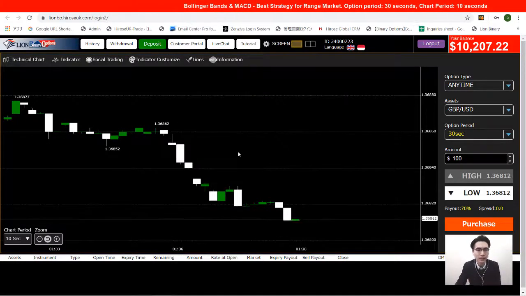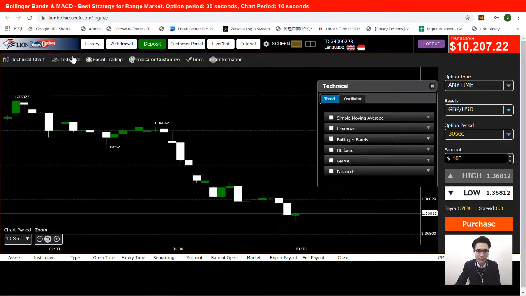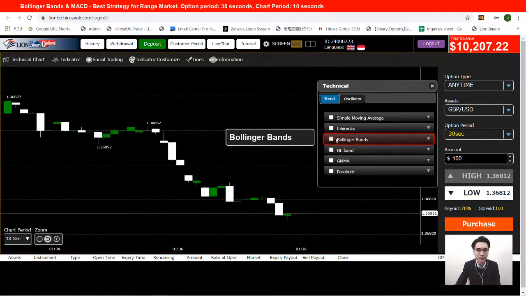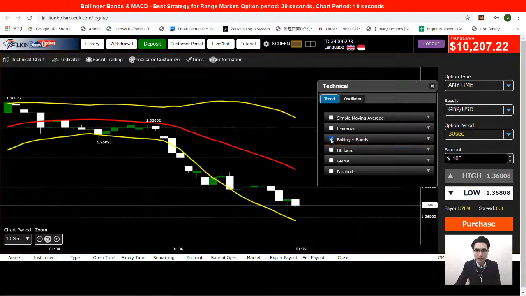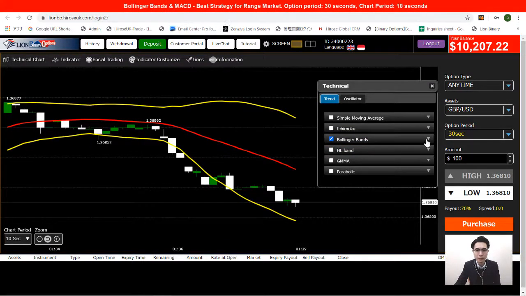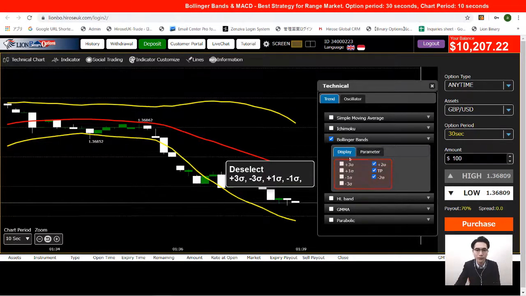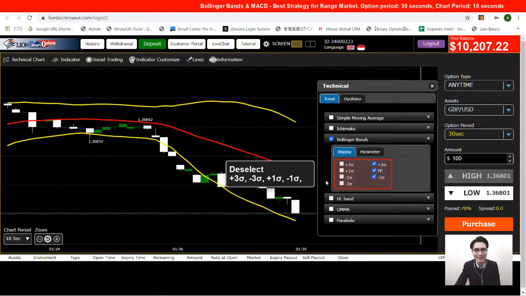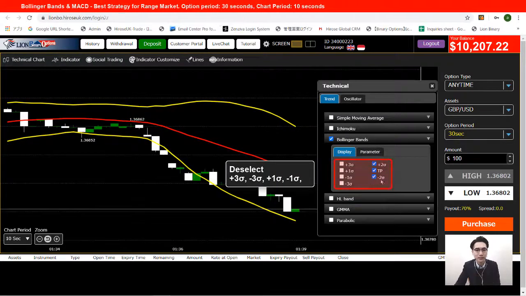First we'll set up the technical indicators. So go to indicator, just click on it. Okay, so now we select the Bollinger Bands. Tick on Bollinger Band, and we will open the drop down. Now what we need to do is just deselect the lines on the left and keep the one on the right. So now we have 3 lines on the chart, and that's all we need for Bollinger Bands.